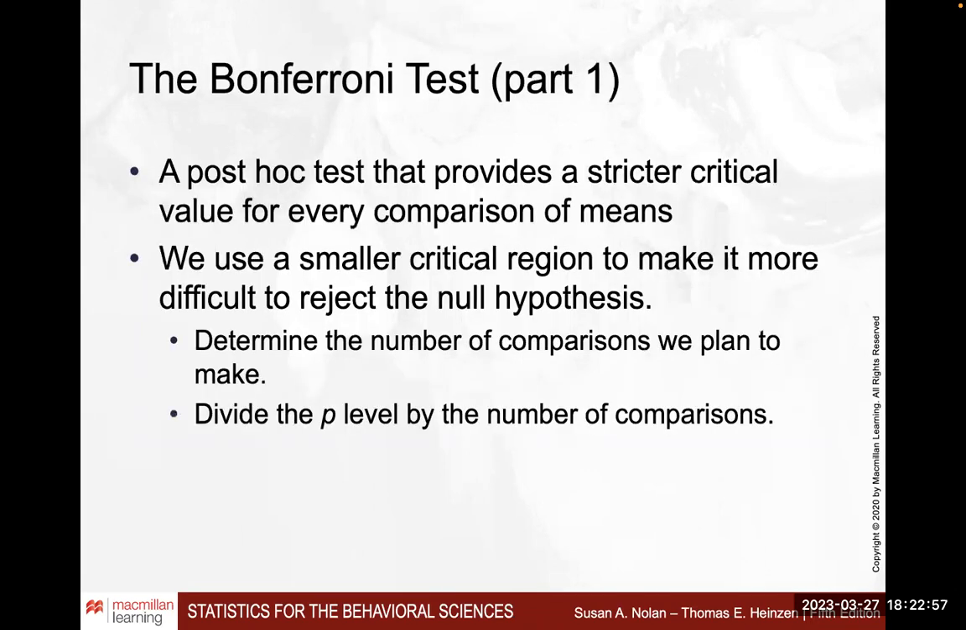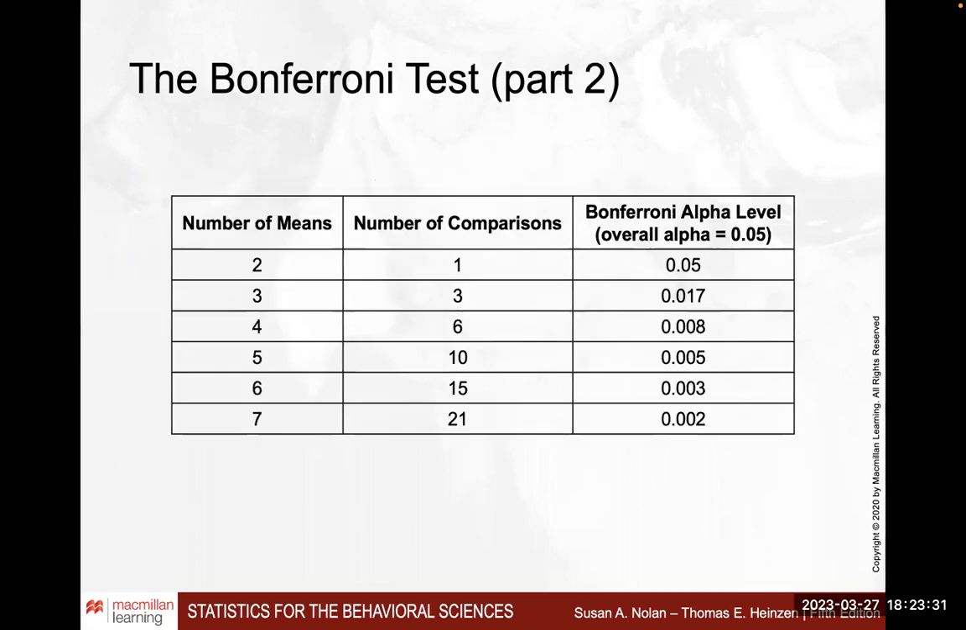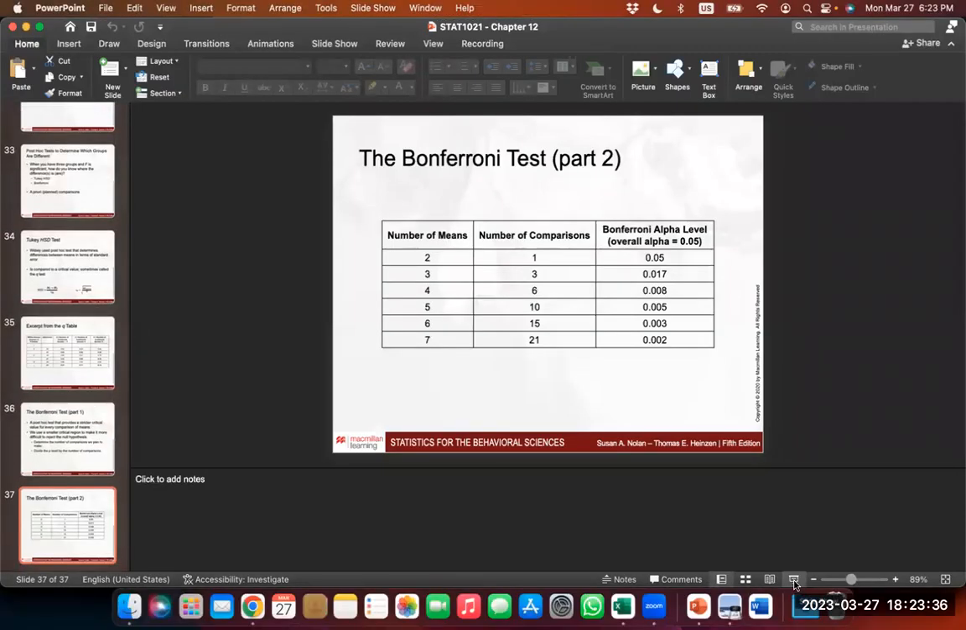The Bonferroni test is a post hoc test that provides a stricter critical value for every comparison of means. Both Tukey and Bonferroni basically point in the same direction. With the Bonferroni, we're adjusting our alpha. We divide that alpha level by the number of comparisons, therefore deriving a smaller alpha, and test our derived F, the resulting p, against our Bonferroni alpha. So that's the between groups ANOVA.